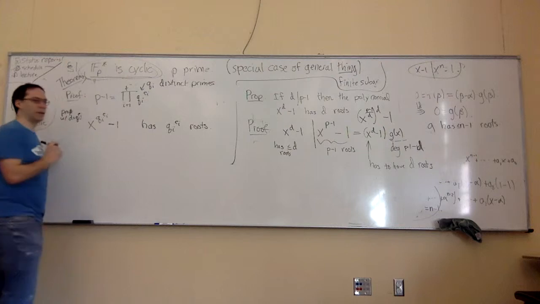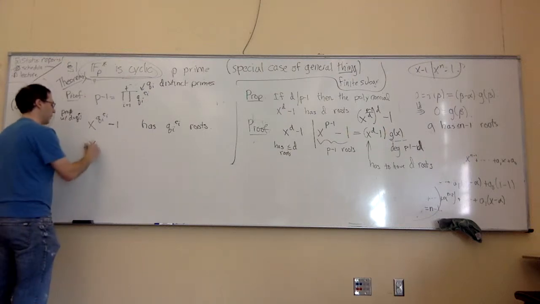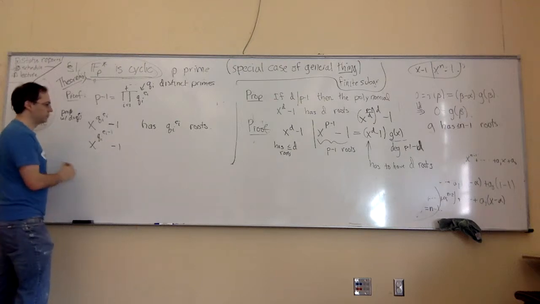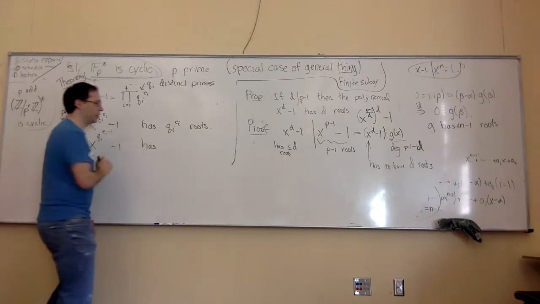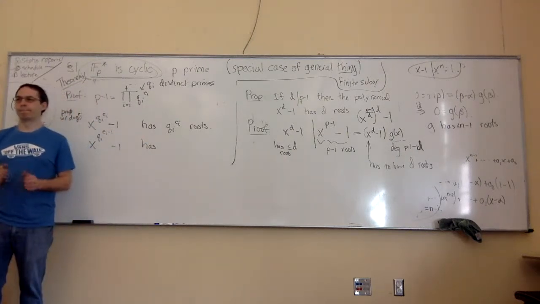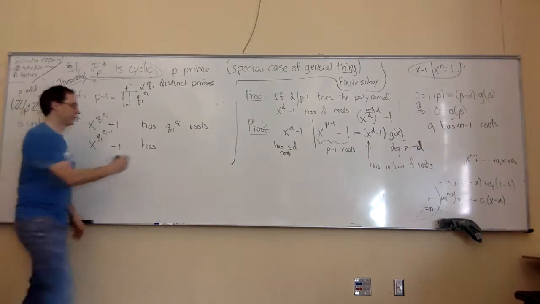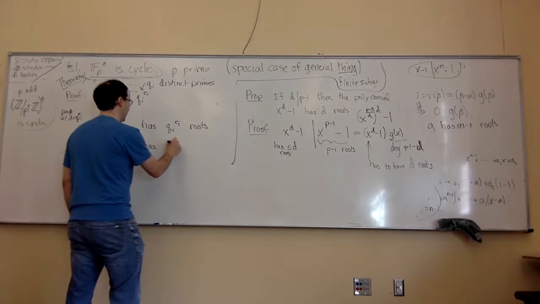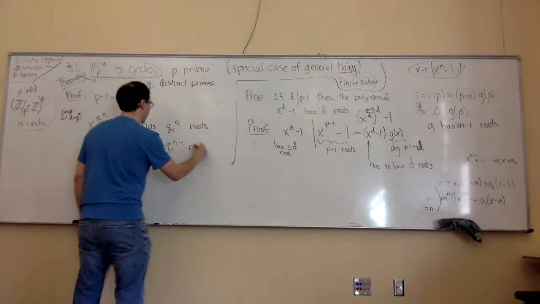Okay, now I'm going to write down another polynomial, x to the power of q_i to the e_i minus 1. And it has how many roots? Exactly q_i to the e_i minus 1 roots.